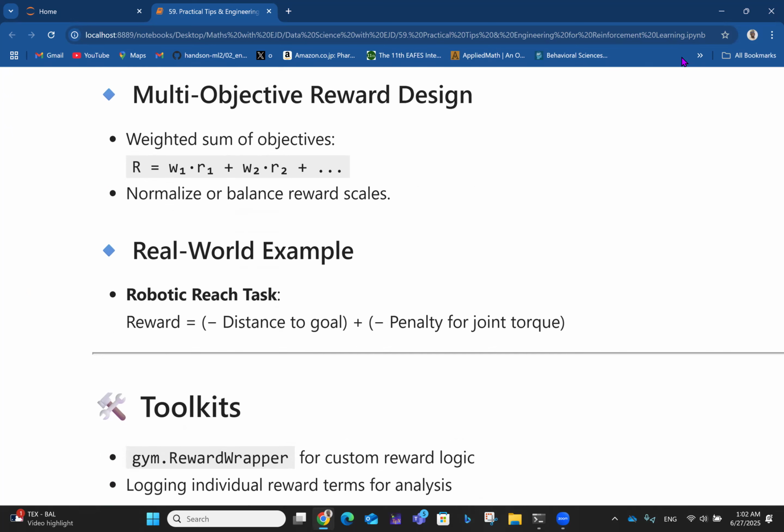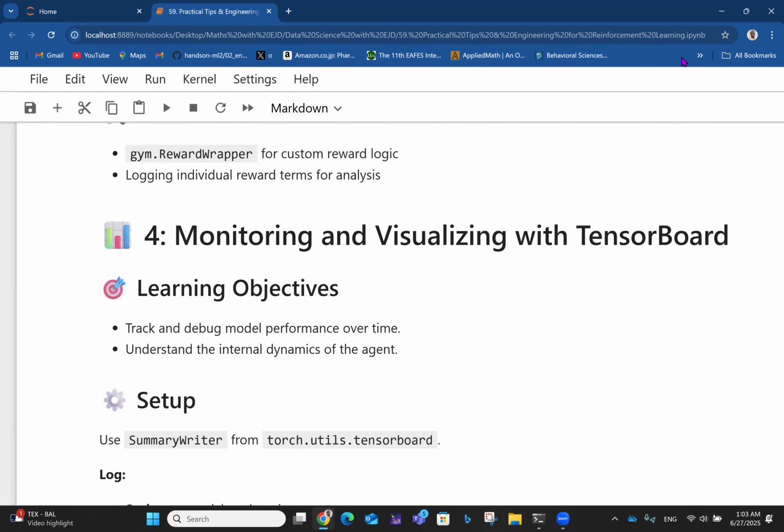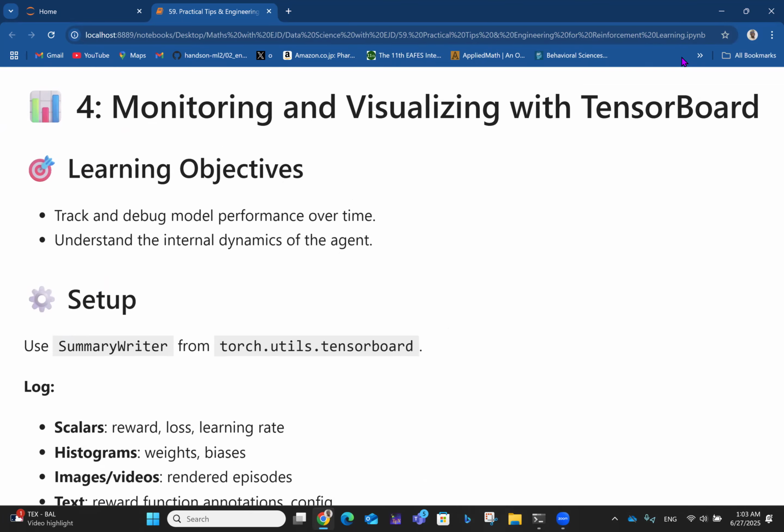And there are real-world examples of this, like a robotic reach task, where reward is equal to the negative of the distance to goal plus the negative of a penalty for joint torque. Then you have toolkits in that regard involving gym.RewardWrapper for custom reward logic, and then you have logging individual reward terms for analysis. So this is a combination of several things that work in reinforcement learning.